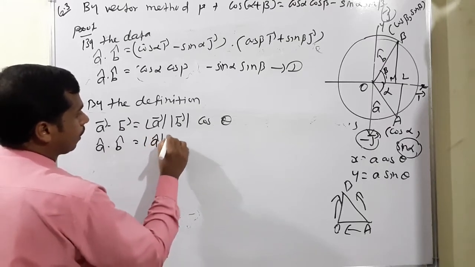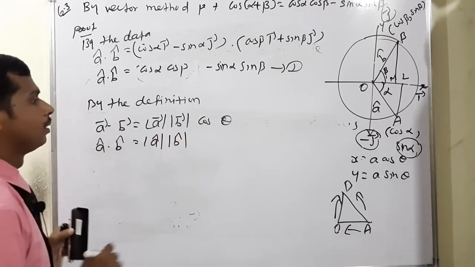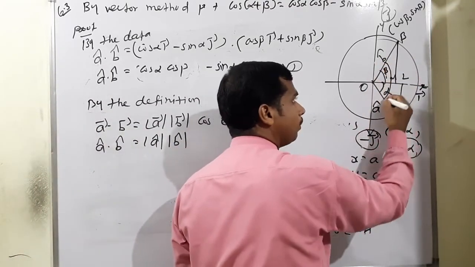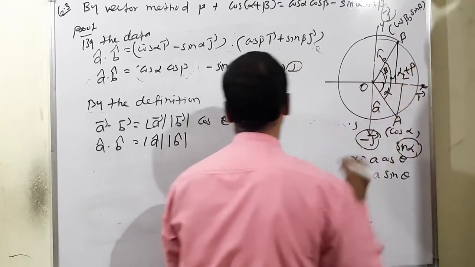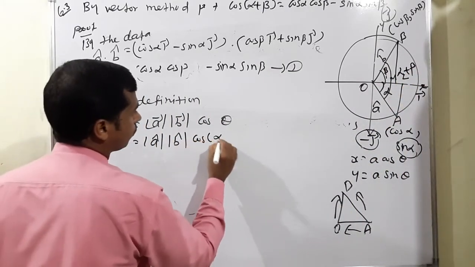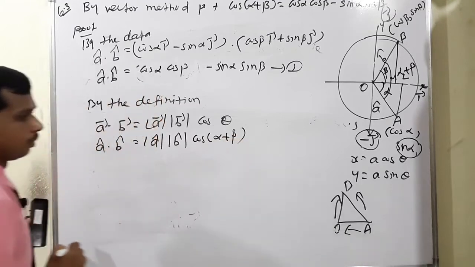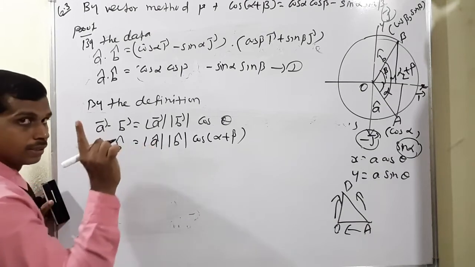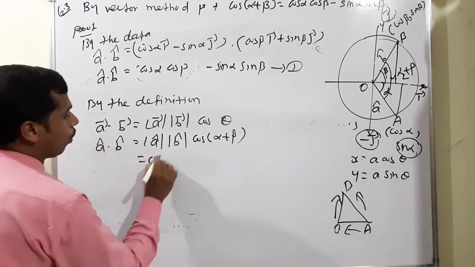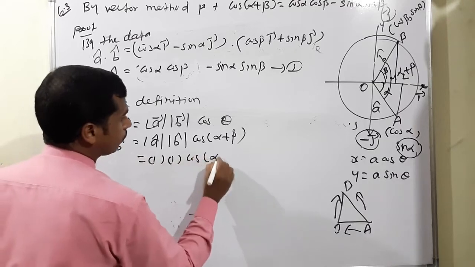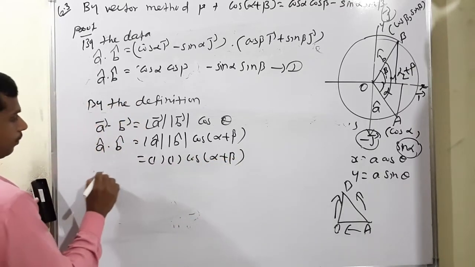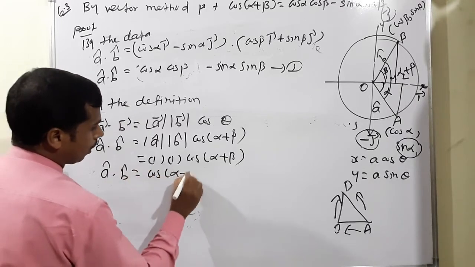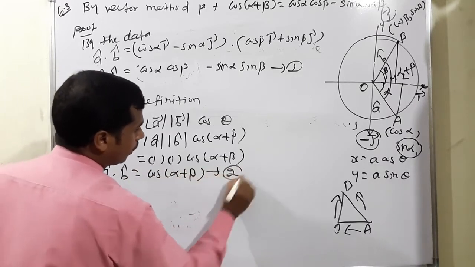So it is modulus of A cap into modulus of B cap into cos of theta. Instead of theta, the angle between A and B, the whole angle, we can write alpha plus beta. Now we already know the unit vector has value 1. Therefore 1 into cos of alpha plus beta. Therefore A cap dot B cap is equal to cos of alpha plus beta. This is considered equation number 2.